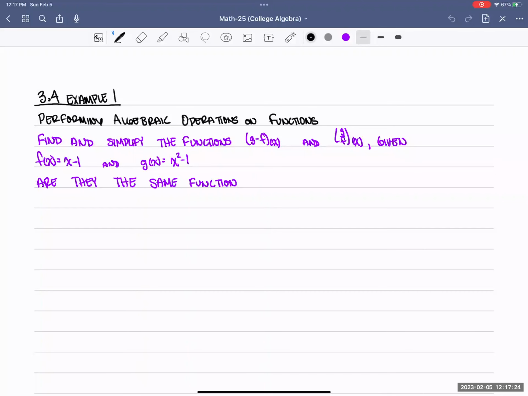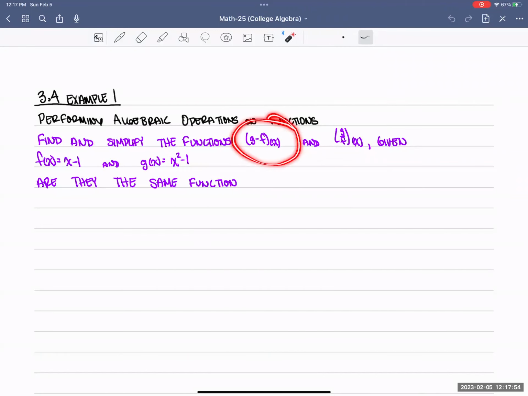Section 3.4, example 1, performing algebraic operations on functions. So find and simplify the functions g minus f of x and g divided by f of x, given these two functions. So we're given a function for f and we're given a function for g. Are they the same function? Okay, so let's get started with this first one.